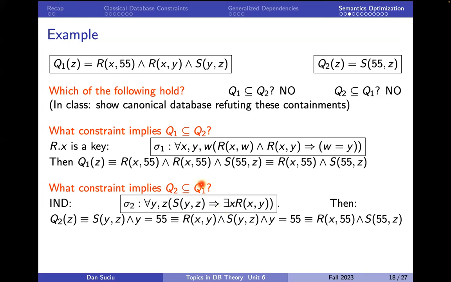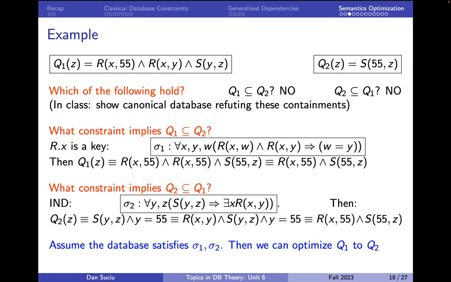So now, because this containment holds, in addition to the tuple S of X, Y, Z, we also have R of X, Y. I could add this because of this implication. And now we remember that Y is equal to 55. I substituted Y with 55, and we get that Q2 is equivalent to this query here. This is not quite Q1, but it suffices for our purpose. Q2 is contained in Q1. What is a homomorphism from Q1 into here? Obviously, we map the variable X to X, and we map this variable Y to 55, and that's it. Okay.